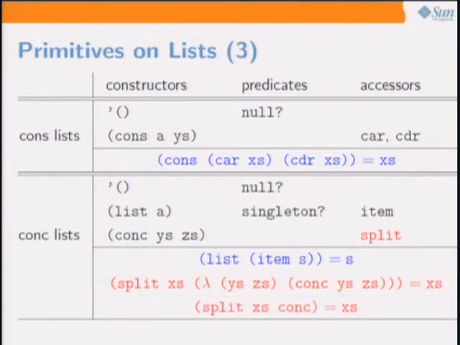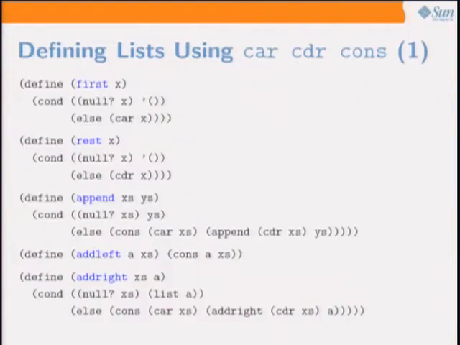Okay, I'd also like to point out that while we often call split with a lambda expression, it is just a functional, and so you get this very nice algebraic expression, split xs conc equals xs, down there at the bottom. Okay, now that we have these primitives, we've got one set of primitives, car, cdr, cons on the one hand, and we've got item and list and conc and split on the other. Now we're going to look at using those as basic primitives for defining a number of operations on lists.